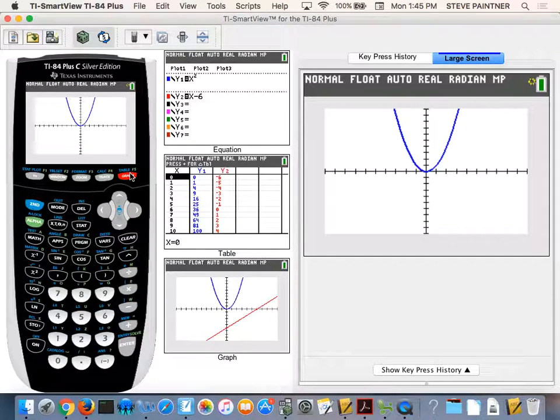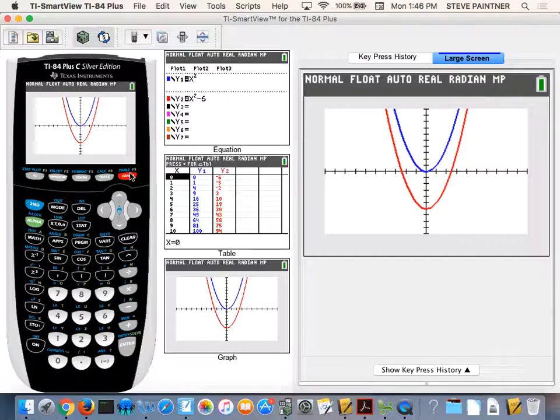Graph. Did it drop the parent 6? It did. Okay, guess what? That's easy, to drop it or raise it 6. Add 6, subtract 6. So now I want to take the parent and I want to move it 5 right. 5 right.